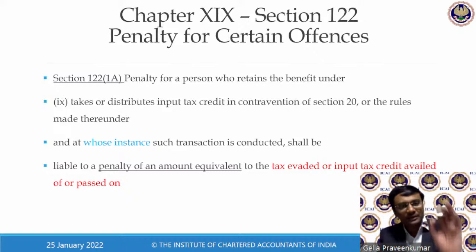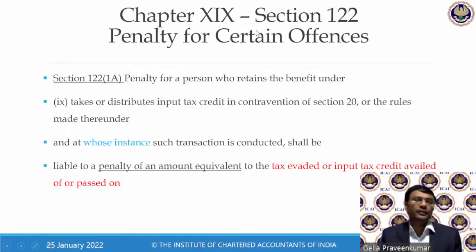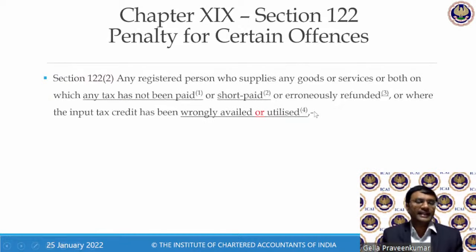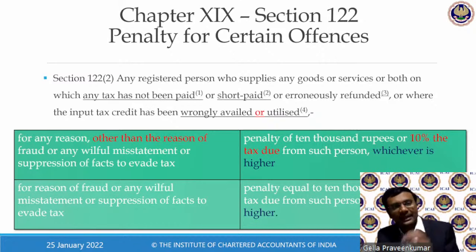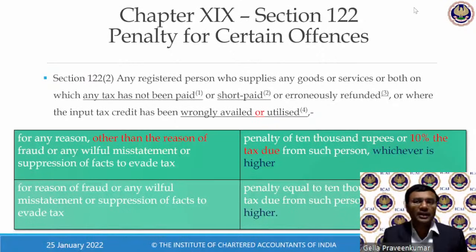So this is a new section. Expect one question for this, May 2022, 2 marks from these 4 clauses. Next, section 122 subsection 2. Now, this particular section 122 is carved out from section 73 and section 74.